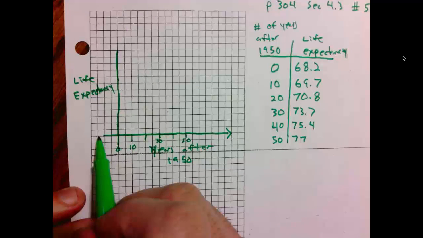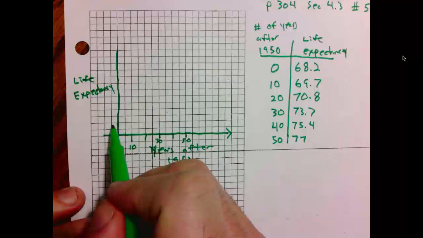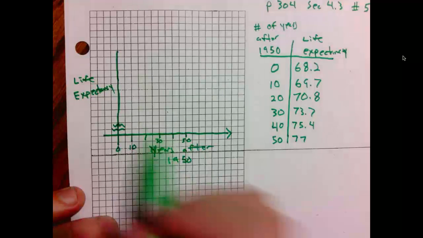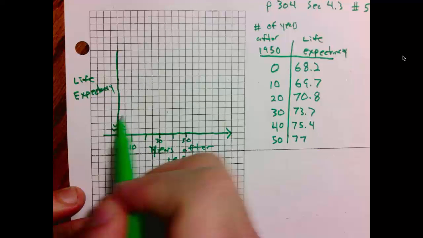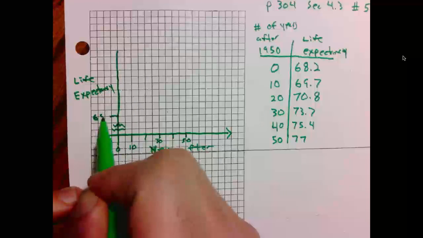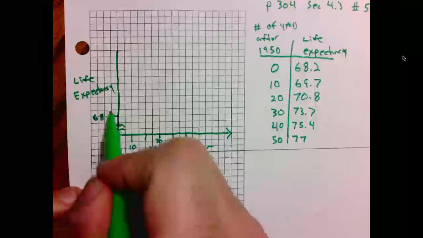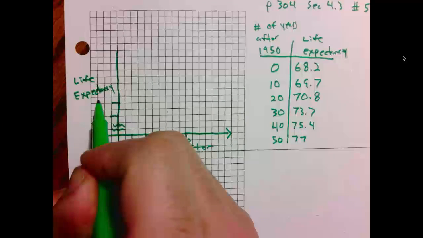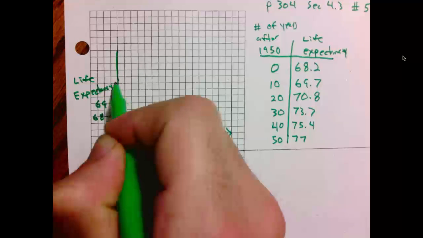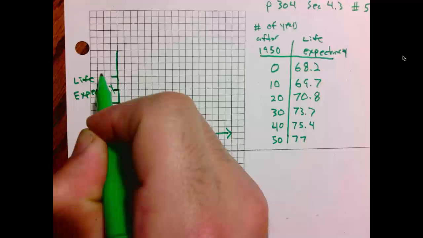I can say this is 70. I'm going to indicate a little break in my graph, meaning this first division is different than the rest of them. So my first year here will be 68. Alright, and I'm going to make every 2 lines one more. So 68 and a half, 69, 69 and a half, 70, 70 and a half, 71.